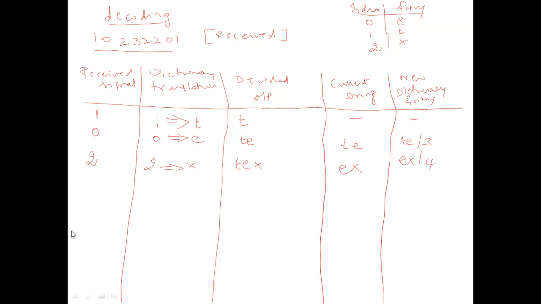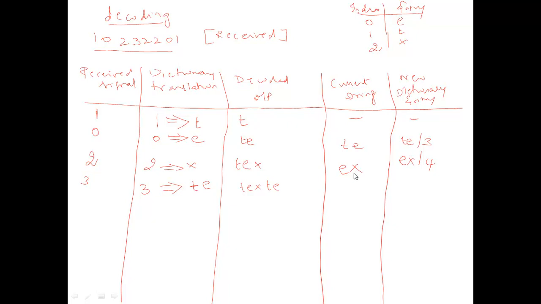next index. Then the next received signal is 3. Again, the receiver will check whether we are having dictionary entry 3 or not. It is not there in the initial dictionary. However, in the updated dictionary, 3 is nothing but TE. So 3 will be translated as TE. Now, your decoder output is TEX already, and now TE is decoded.